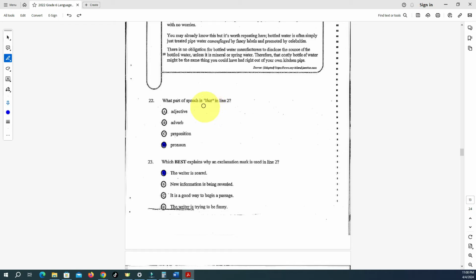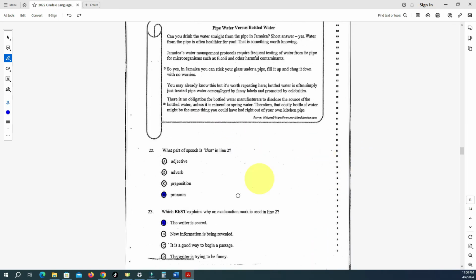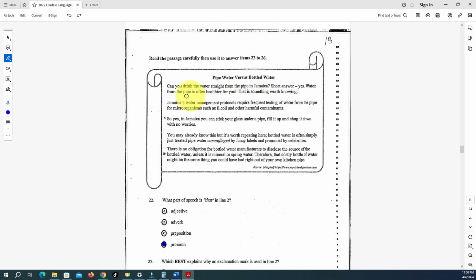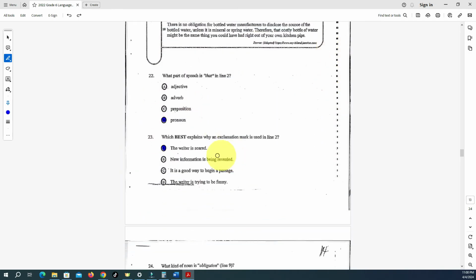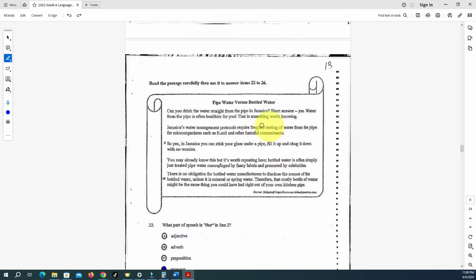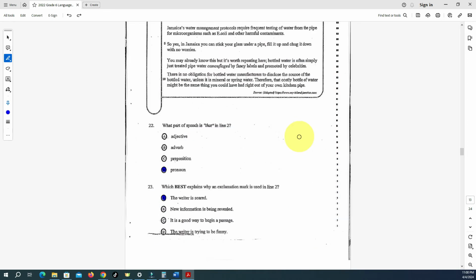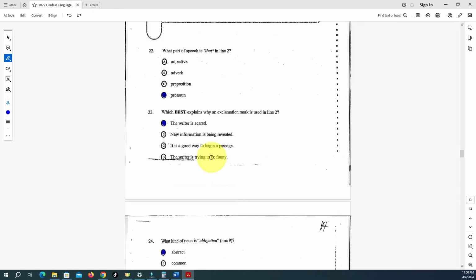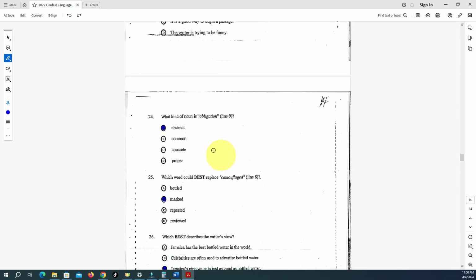All right. What part of speech is that in line 2? I say it's pronoun, right? In line 2 right here, that is something worth knowing. That's pronoun, which best explains why an exclamation mark is used in line 2. I say the writer is scared, right? That's what I have here. All right. Let's move on. What kind of noun is obligation in line 9?